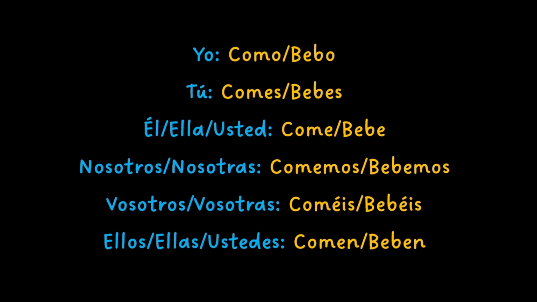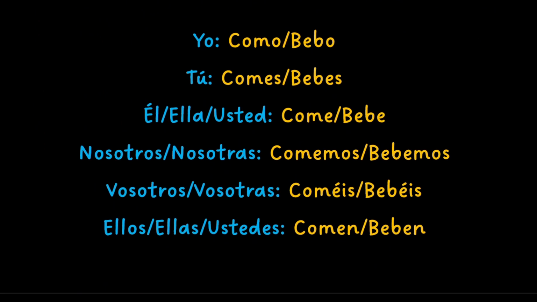And finally, to review these conjugations, for yo, it's como and bebo. For tú, it's comes and bebes. For él, ella, and usted, it's come and bebe. For nosotros or nosotras, it's comemos and bebemos. For vosotros or vosotras, it's coméis and bebéis. And for ellos, ellas, and ustedes, it's comen and beben.